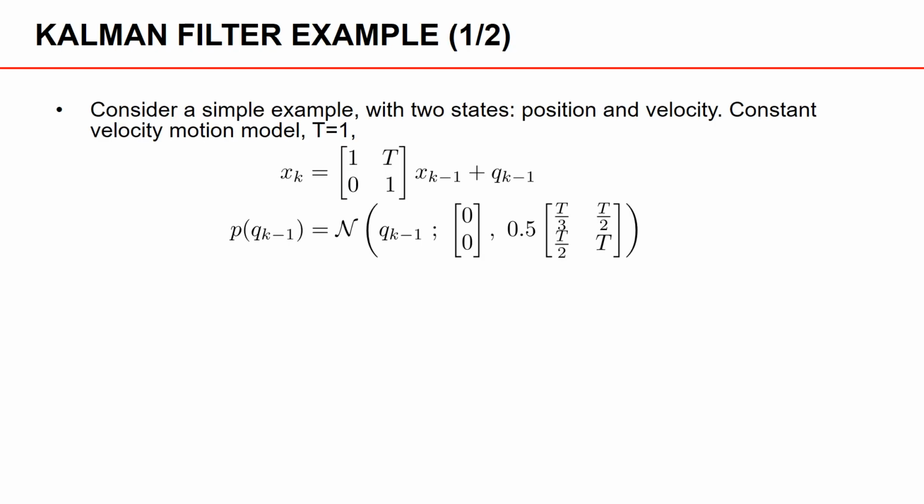So let's illustrate the Kalman filter with an example. So we have a scenario where we have a state with two states. We have position and velocity.